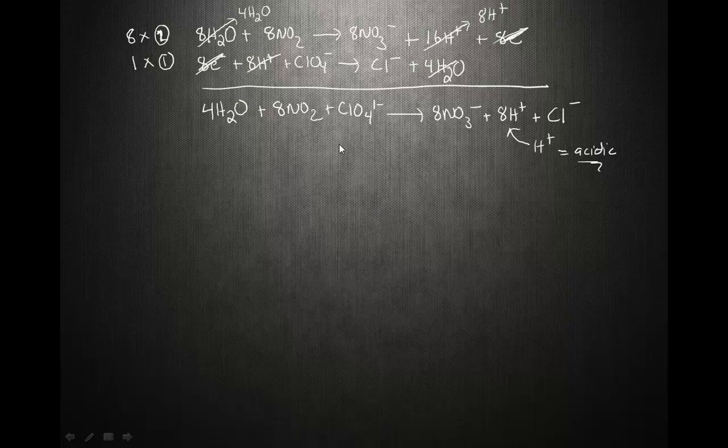Now let's just go through and count our atoms. I've got 8 H's on the reactant side, 8 H's on the product side. I've got 4 O's plus 16 O's plus 4 O's. 16 plus 4 is 20 plus 4 is 24 oxygens. 8 times 3, 24 oxygen. 8N, 8N. 1 Cl, 1 Cl.